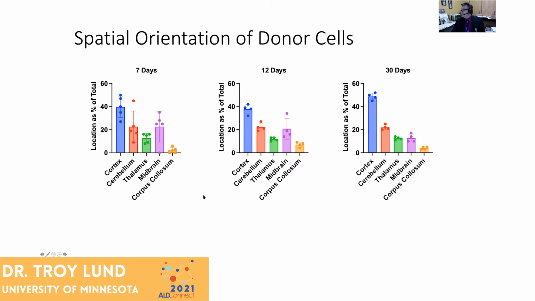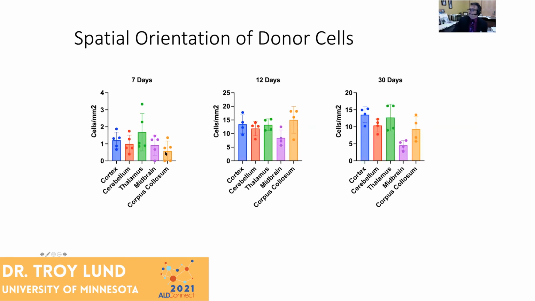Then we normalized this to square millimeters. So now, accounting for the smallness of the corpus callosum and the large area of the cortex, if you look at donor cells per square millimeter, you actually get pretty consistent results across the brain. This is true at day 7, day 12, and day 30. You can see cell numbers go up quite a bit from 7 to 12, as I showed you with the whole number counts, and maybe a little bit higher at day 30, though not too much. But it does now give us a better understanding of the timing of getting cells to the brain, as well as where they are, which is pretty much everywhere.